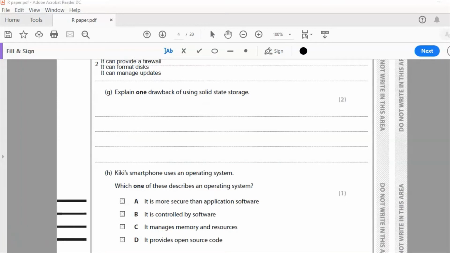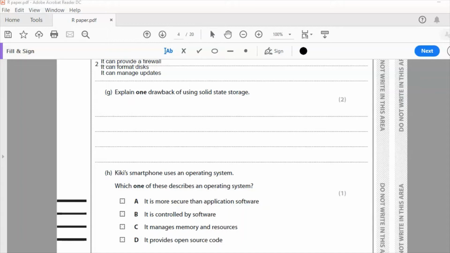Question G. Explain one drawback of using solid-state storage. Solid-state storage means it does not have a moving disk, unlike magnetic storage, which has a revolving disk, revolving at something like 7,200 RPM. With solid state, you don't have that. So the advantages are you don't get the noise from the moving disk. It's faster because it doesn't need to start up and get up to speed to 7,200 RPM.